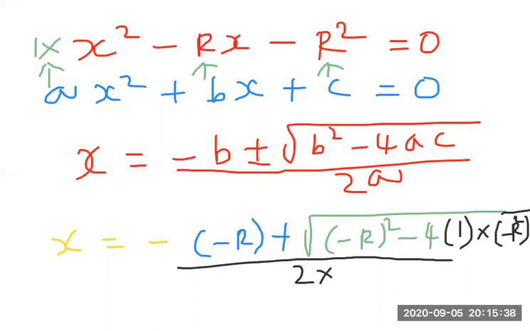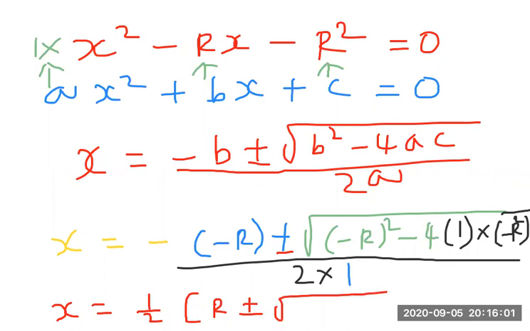What is A, sir? Here A is nothing but 1. So 2 into 1, so in the denominator 2 is there. Here plus or minus is there. So what should I write now? X is equal to 1 by 2, you leave it. Minus of minus, plus or minus root over, what should I write? R square. Here minus of minus plus 4R square.